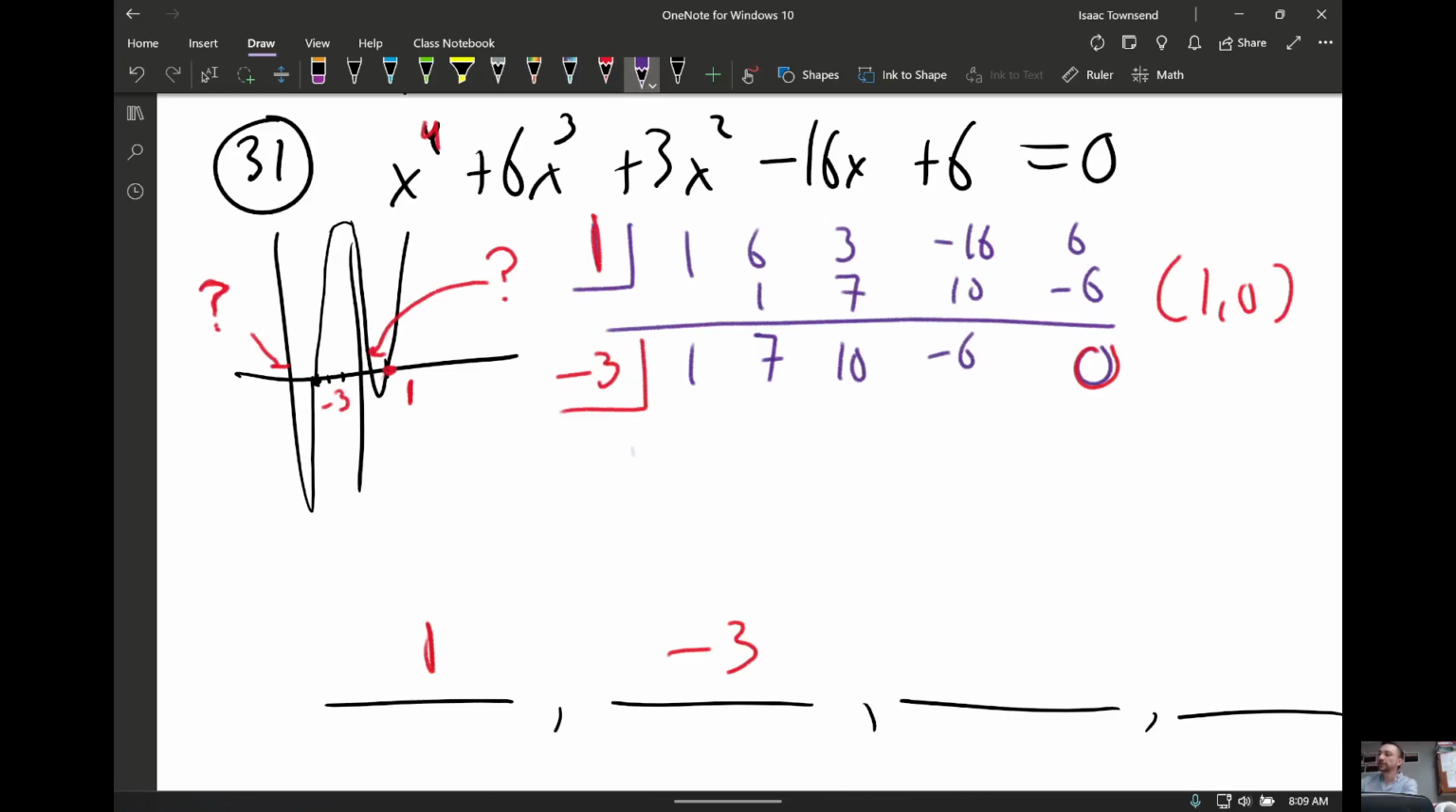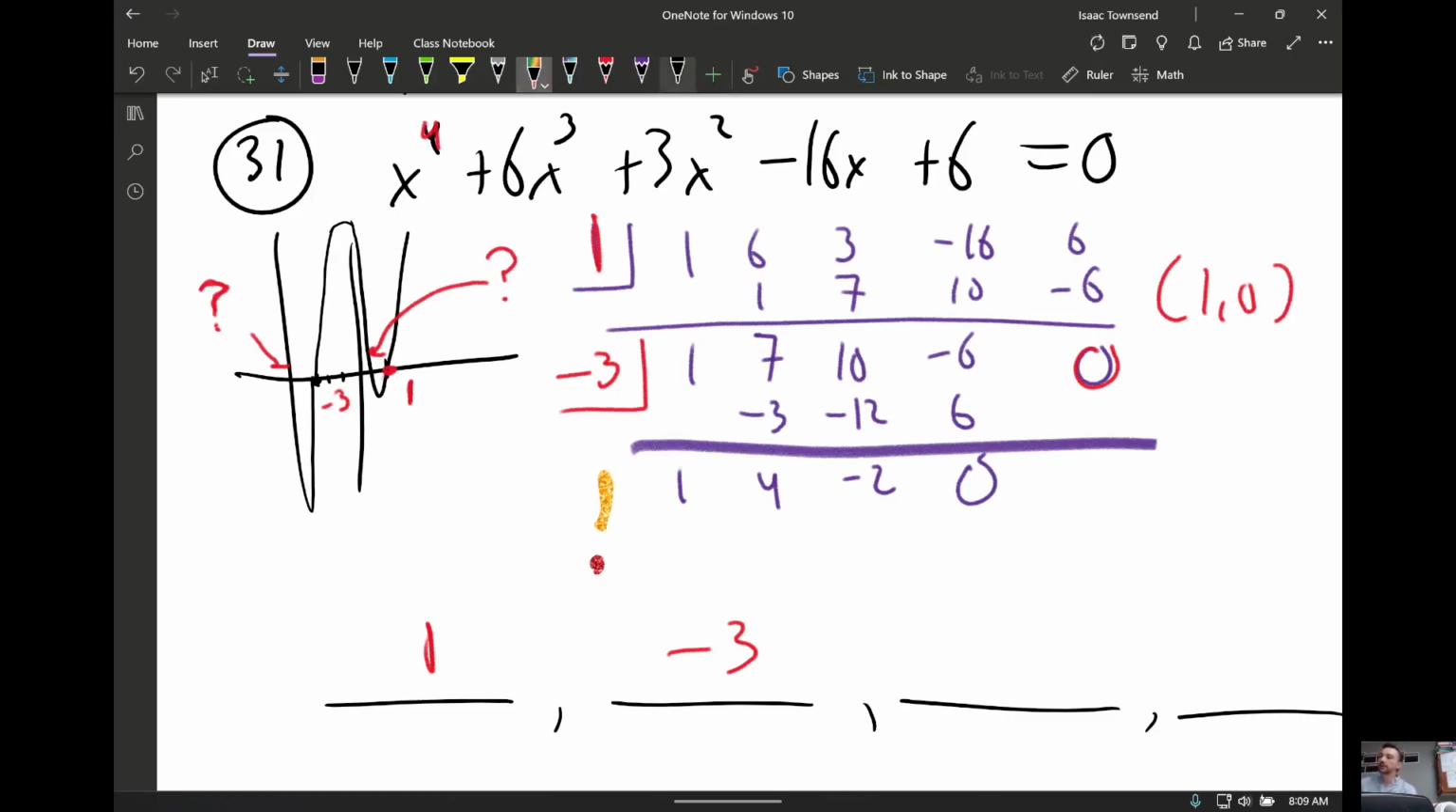Do synthetic division a second time, or long division if you really want to. And since this is a 0, it also is supposed to have a remainder of 0. So we've got a little bit of a check. Now, what's left here, this is big, because now this represents 1x squared plus 4x minus 2.